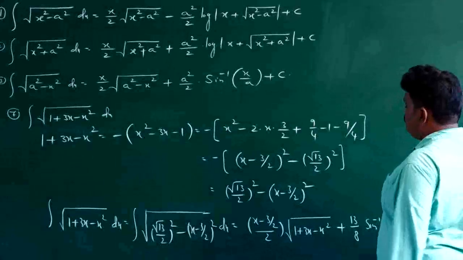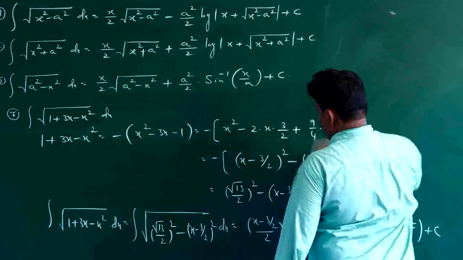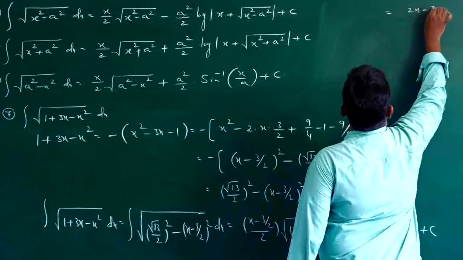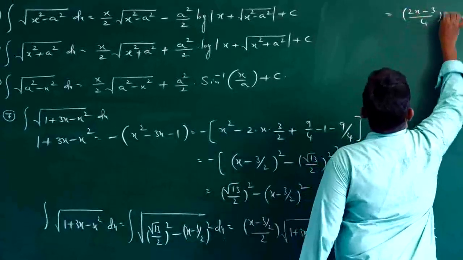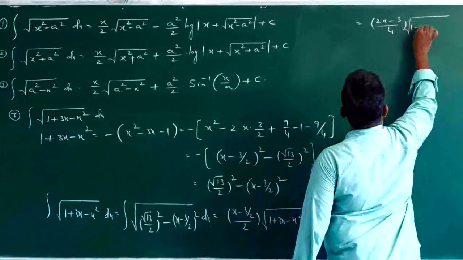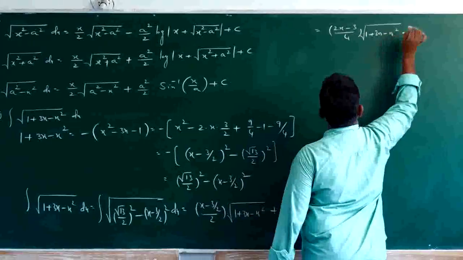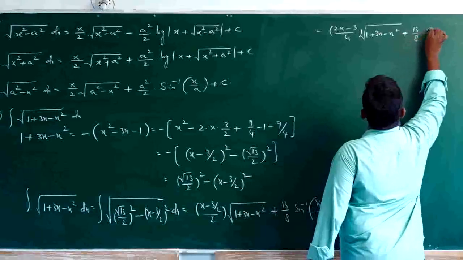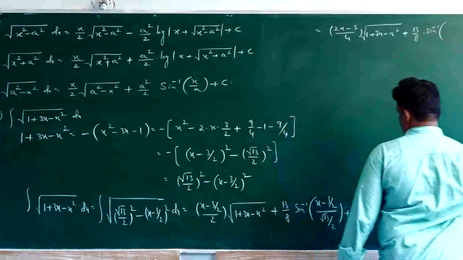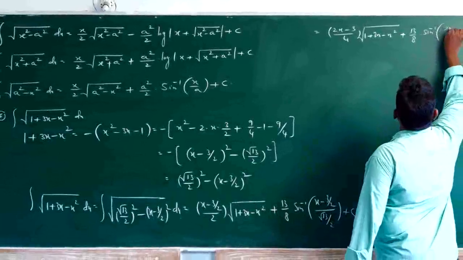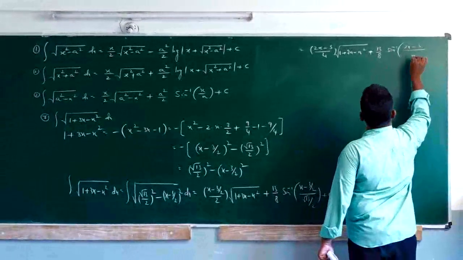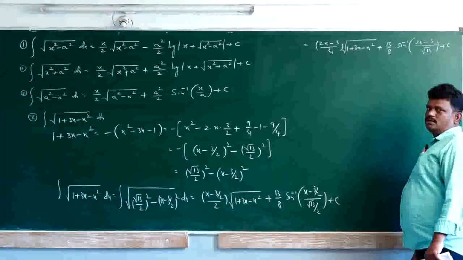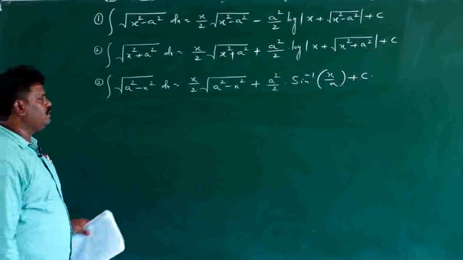Otherwise, if you want to write the simplification, then taking the LCM 2, we get (2x − 3)/4 square root of (1 + 3x − x²) plus 13/8 into sine inverse of (2x − 3)/(2 root 13) plus c. Eighth one, Sima.